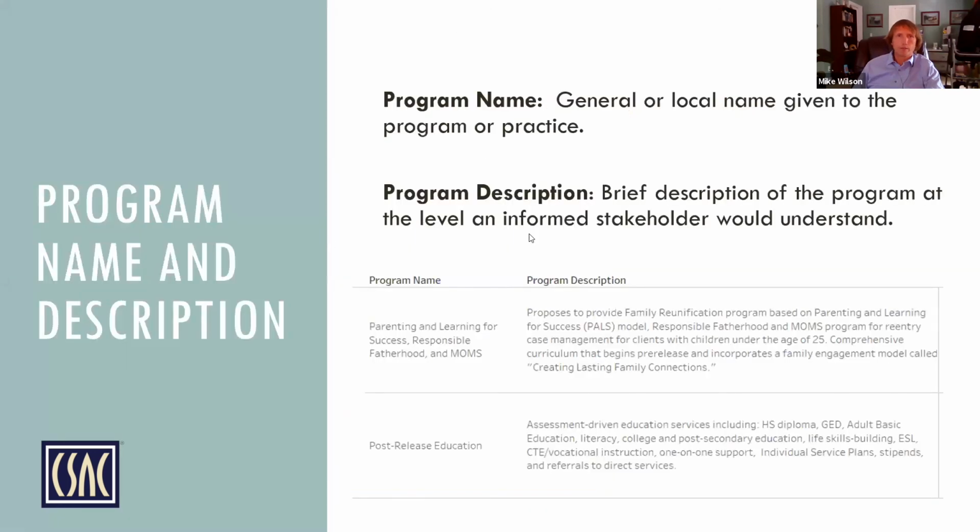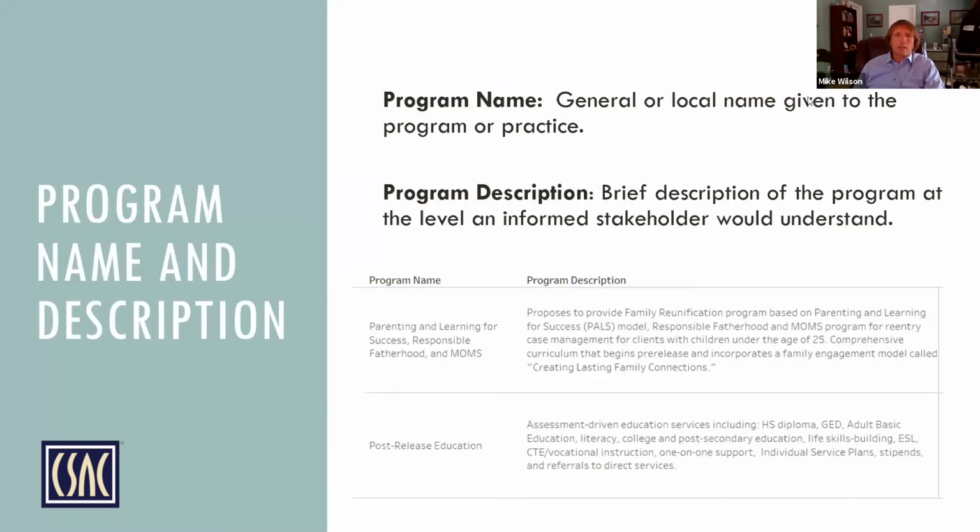Okay, so the first piece, and this is the most basic of anything, is just defining the program, providing the program name, and providing a description of that program. Sometimes this is really straightforward. It's maybe a brand name program, something like Thinking for a Change, or something like a Matrix program, that has a common name. When you hear that name, you have a pretty good idea of what that program is if you're in the field of doing programming.